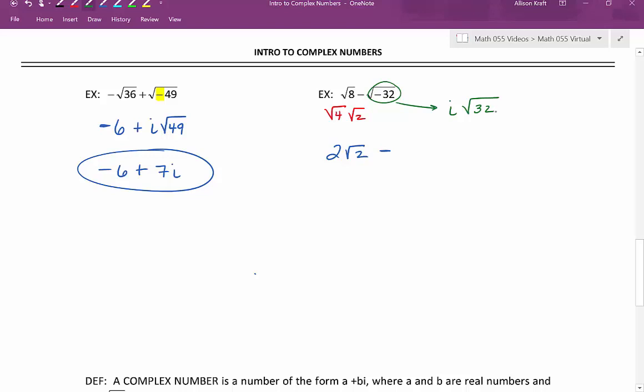Then we simplify the square root of 32. We're looking for the largest perfect square that's a factor of 32. It's going to be 16. Goes in 2 times. Square root of 16 is 4. This turns into 4i square root of 2. You will notice that these are like radicals, both square root of 2, but what we have in front of the square root of 2 are not like terms. 2 and 4i cannot be combined, so we're going to leave it just like this. 2 square root of 2 minus 4i square root of 2.